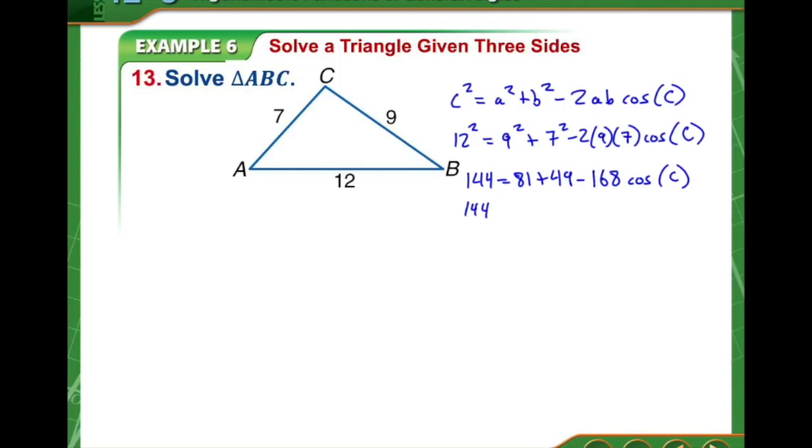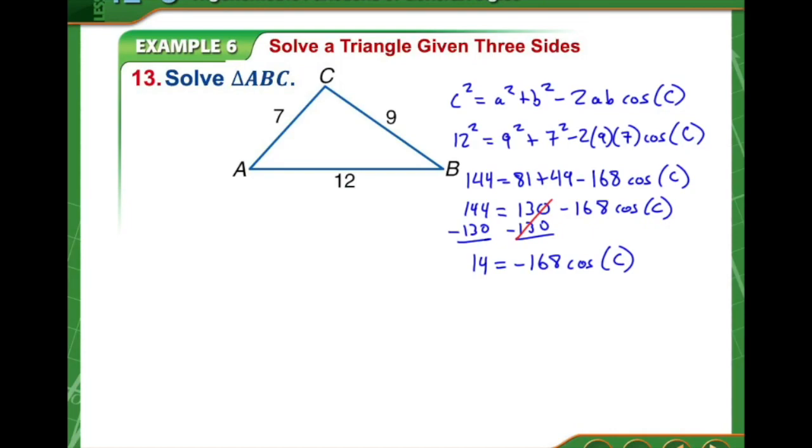I know I earlier said I was going to find angle A first. That's my bad on that. I didn't do that, did I? We're finding C first. That's okay. So we got 81 plus 49, that's 130. Minus our 168 cosine of angle C. So we're going to subtract 130 from both sides, which is going to give us 14 equal to a negative 168 cosine of C.